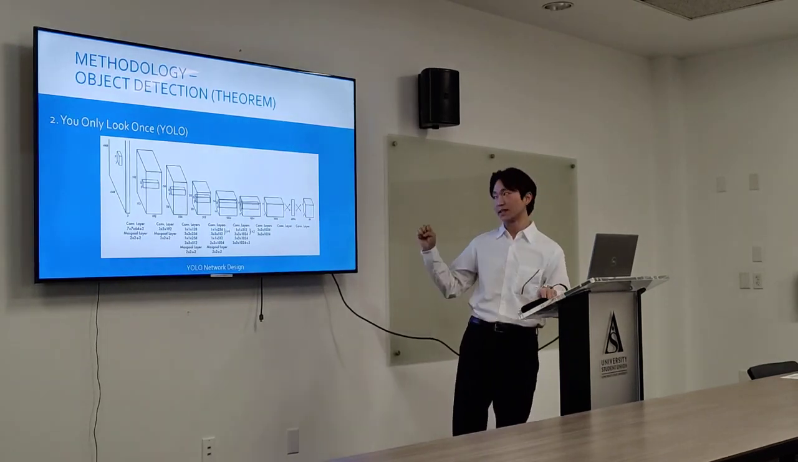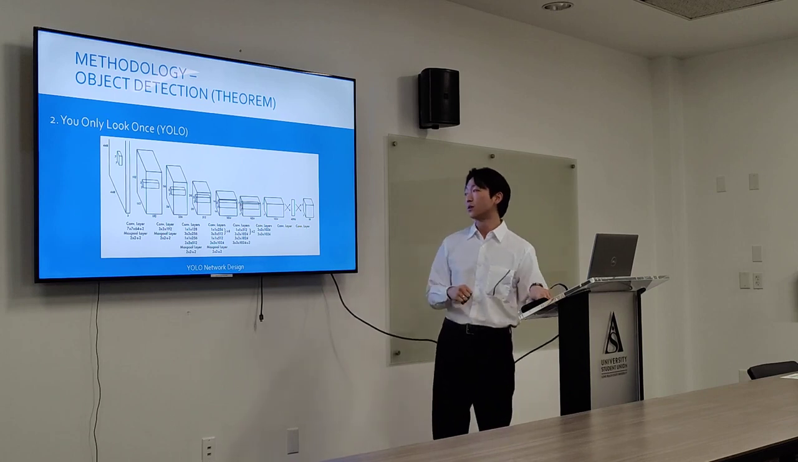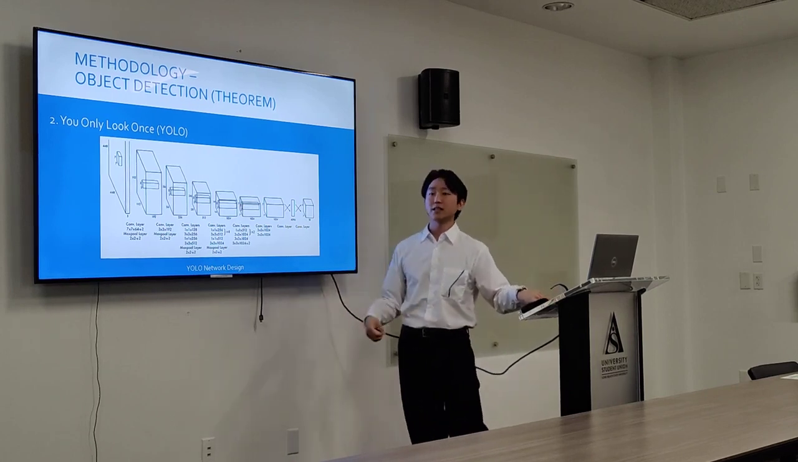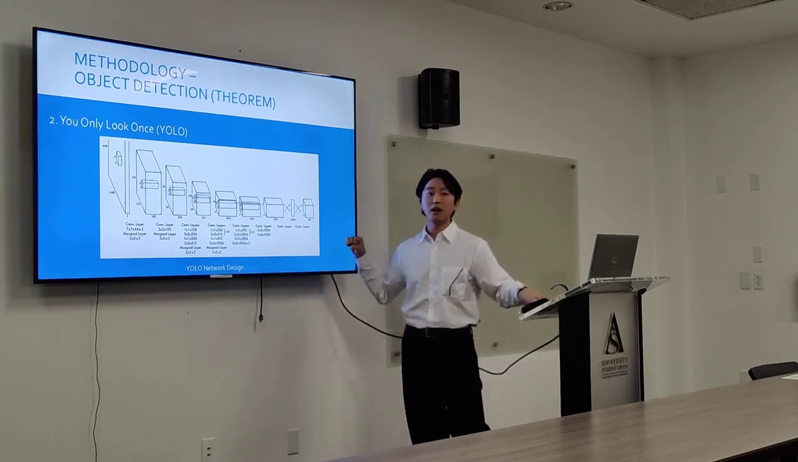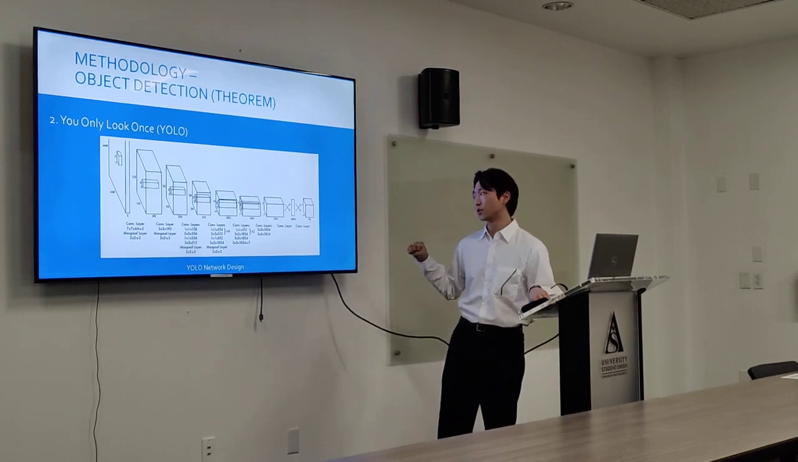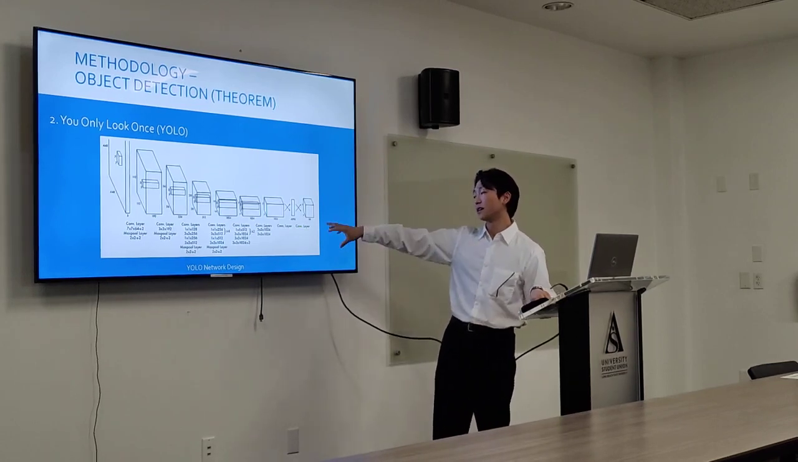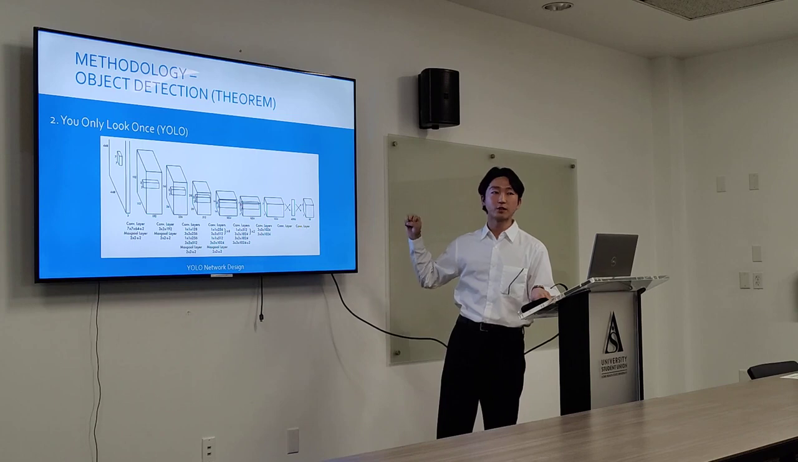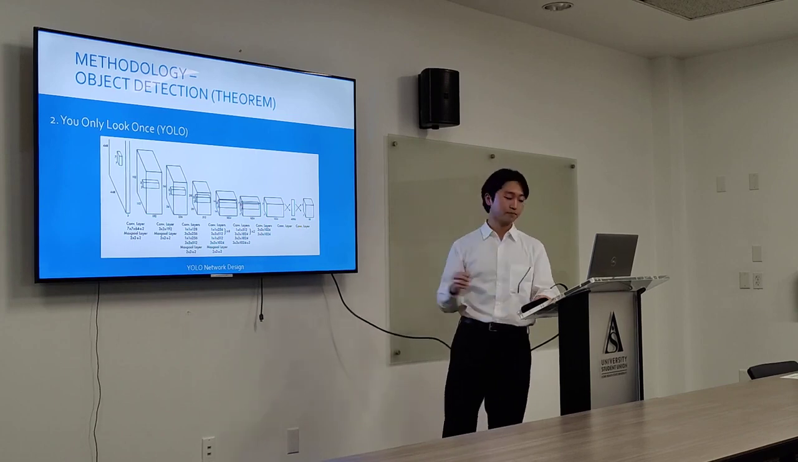And this is the network design of YOLO. It utilizes convolutional networks a lot, apparently more than 20 convolutional layers, and then it uses a fully connected network to classify the results later.